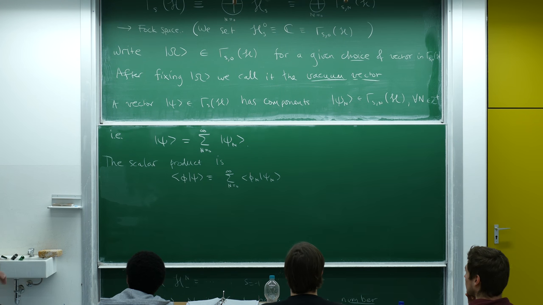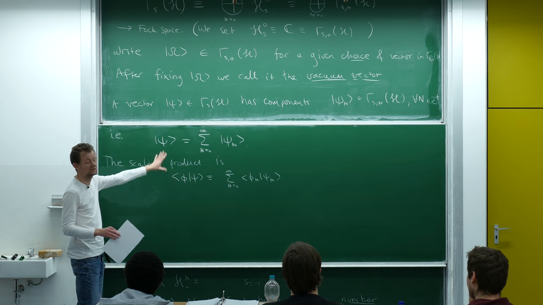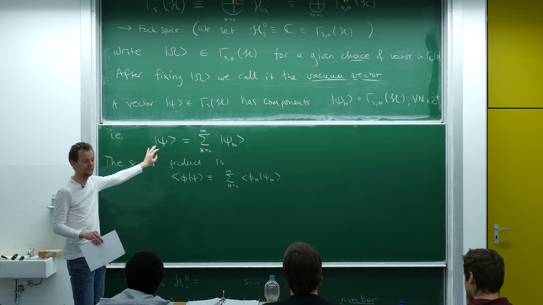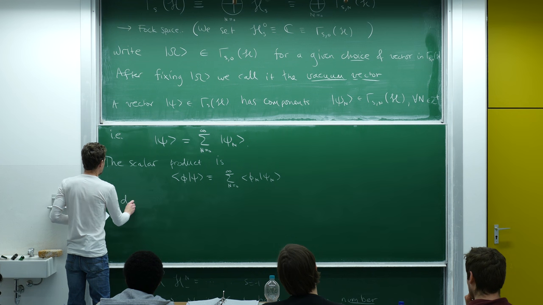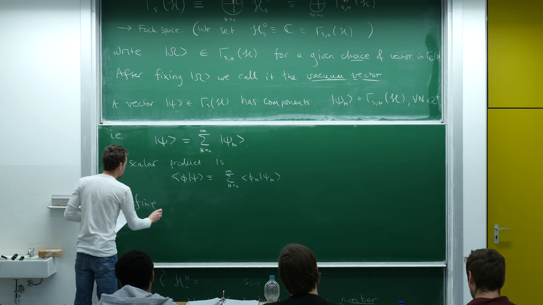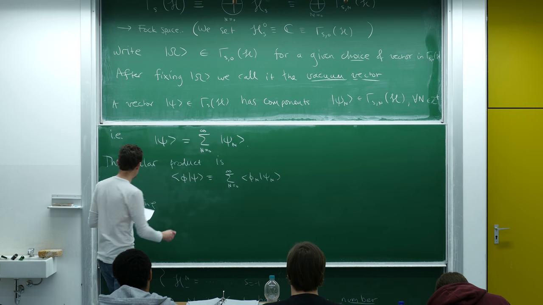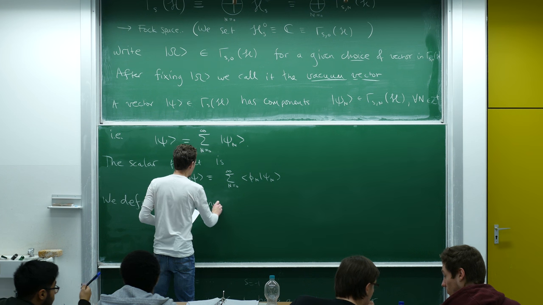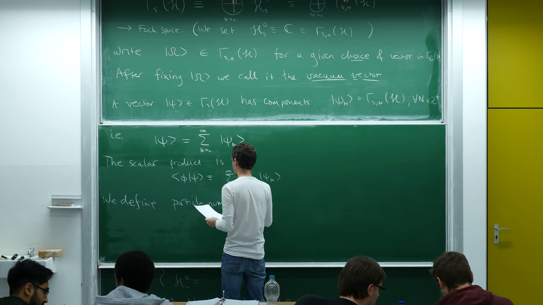Right, let's start defining observables. This is the kinematics done. We now know what configurations we allow. And now we can get slowly to the dynamics. And the way we're going to get to the dynamics is by defining some basic observables that we allow in this space.